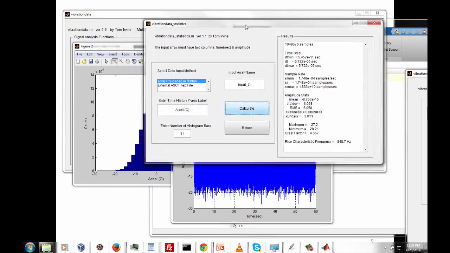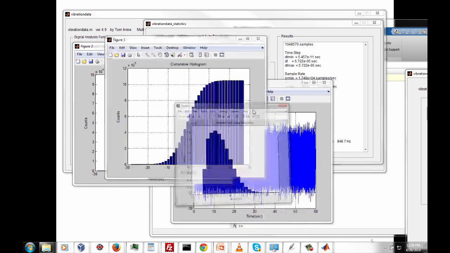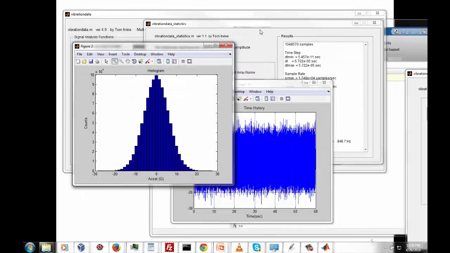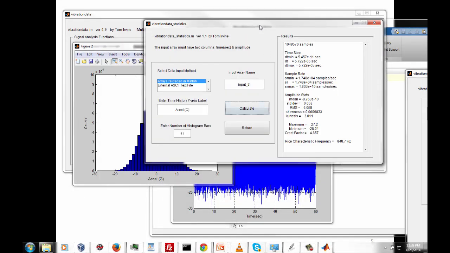One of the neat things about going to the statistical module is we can change the number of histogram bars. We can play around with that, for example. So I'm going to change that from 31 to 41. You can play around with that at your leisure. And then we get a few other parameters.